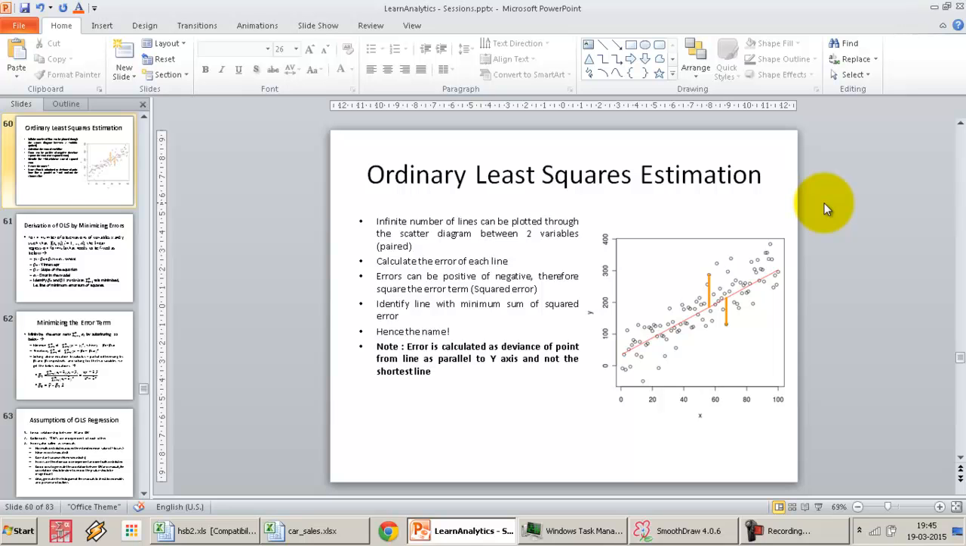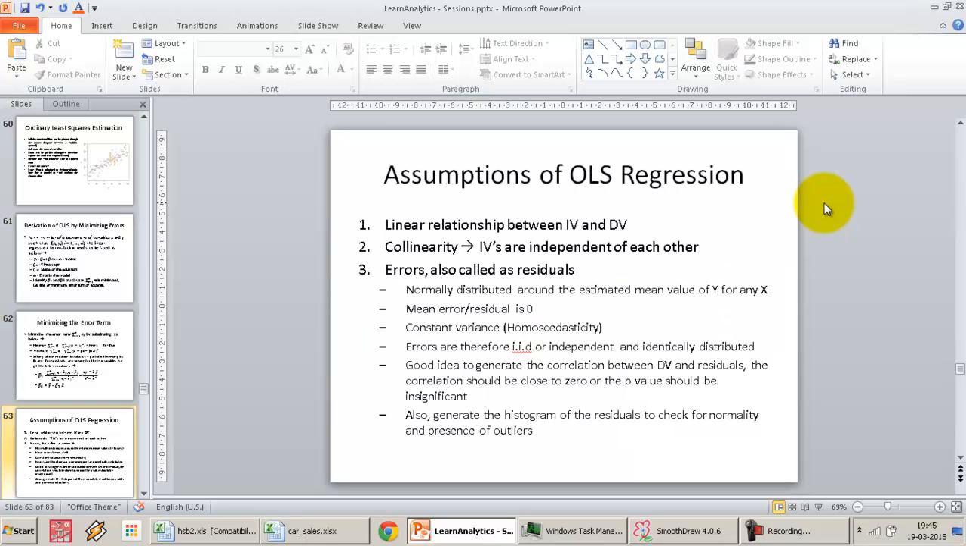We will never be able to capture the relationship perfectly unless x and y are perfect functions of each other. In most cases, primarily in all cases in the real world, that will not be the case. We will always have an error in our regression modeling. Regarding the error, there are some assumptions on this error term. The assumption is that the error term is normally distributed around the estimated mean value of y for any value of x. The mean error or residual is 0.